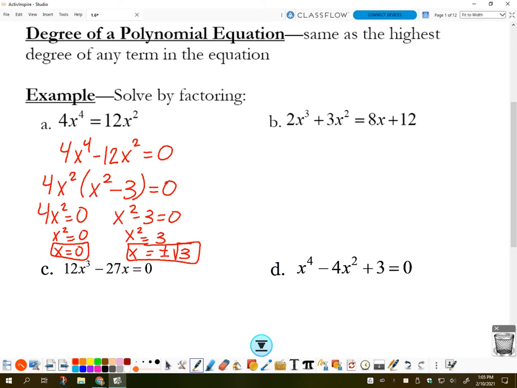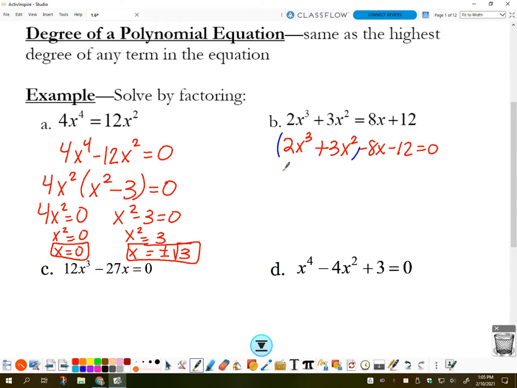All right, so next problem. Again, we want everybody on the same side. So we're going to do 12x to the third plus 3x squared minus 8x minus 12 is equal to 0. We use the opposite of these terms to move them over here with everybody else. All right, so then we have to factor. Well, we have 4 terms, so we should be able to factor by grouping.